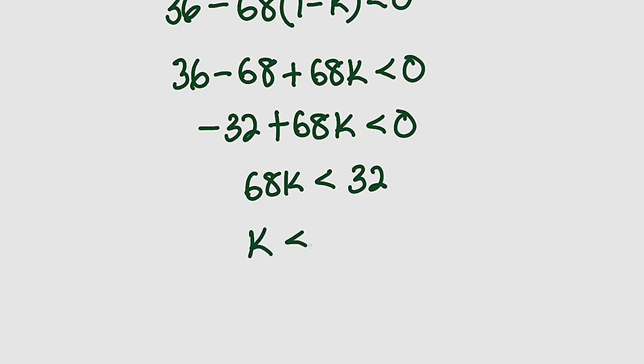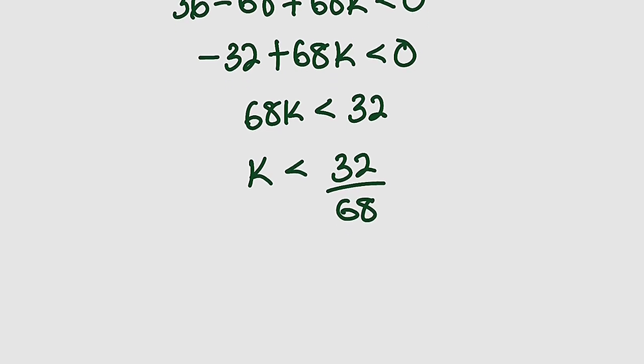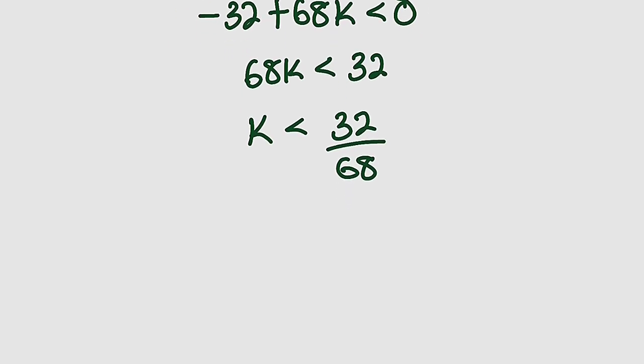We have k less than 32 divided by 68. We can reduce it to the lowest terms because 4 can divide 32 eight times. So k is less than 8 divided by, 4 can divide 68 how many times? 17 times.